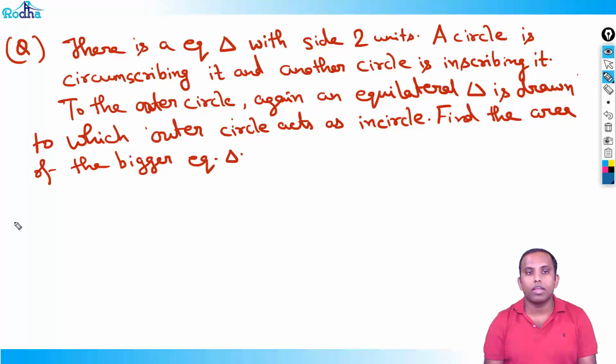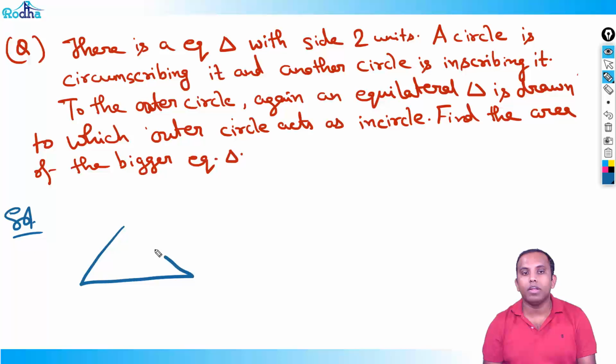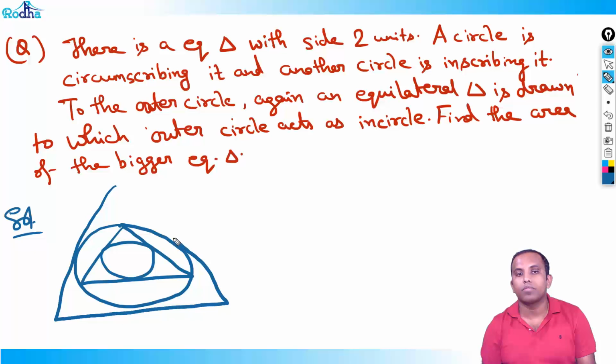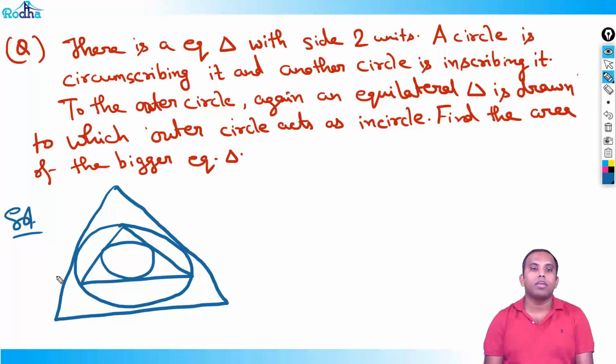Just read the question here. The question is again a language problem, nothing else. There is an equilateral triangle, a circle which inscribes it, and a circle which circumscribes it, like this. Then again there's an equilateral triangle to which the outer circle acts as the in circle. That means this is again an equilateral triangle drawn like this. I've drawn the best possible diagram, kindly cooperate. For the inner equilateral triangle, this side is given as 2 units.